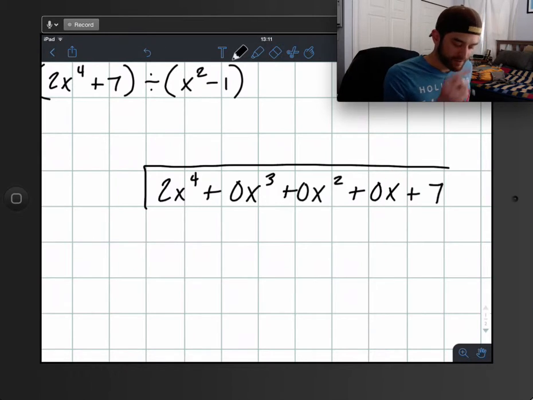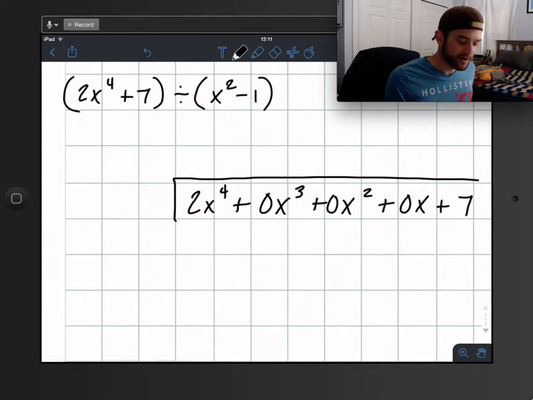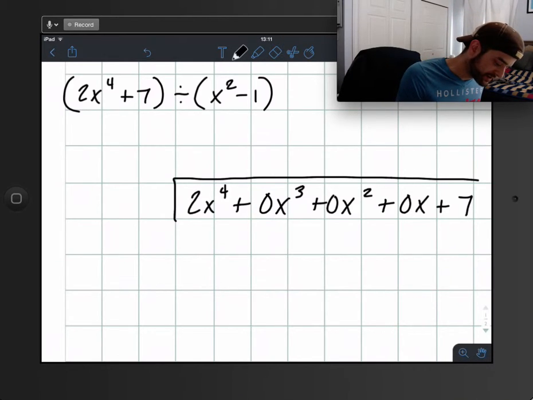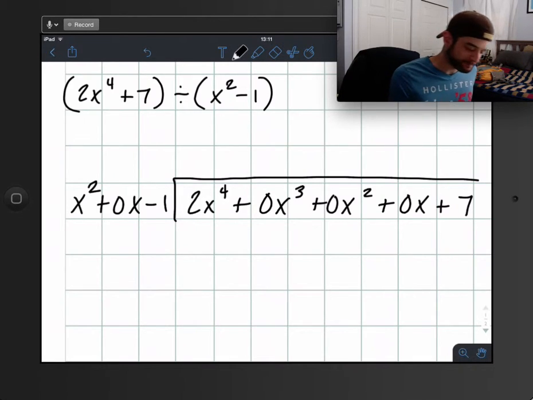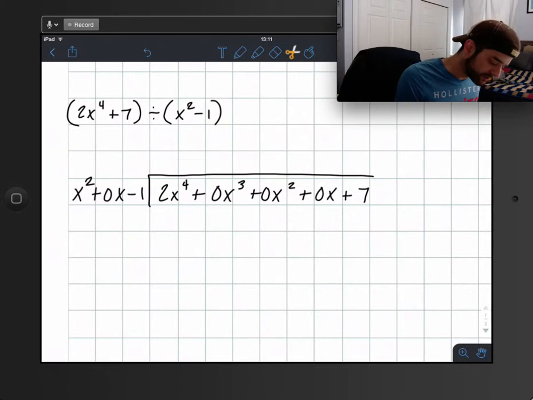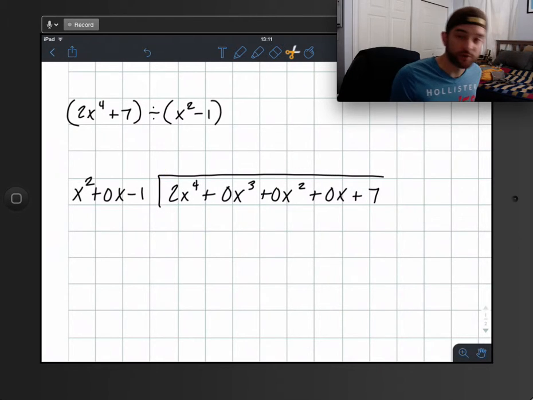But you might notice that in my divisor, x squared minus 1, there's a term also missing. There's no linear term. There's no x. I also have to do that for divisors. So my divisor is x squared plus 0x minus 1. So not only do you have to do that for the dividend, but you also have to do that for divisors.